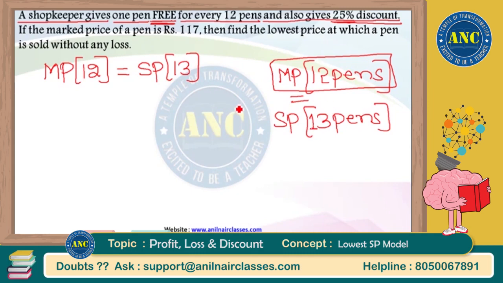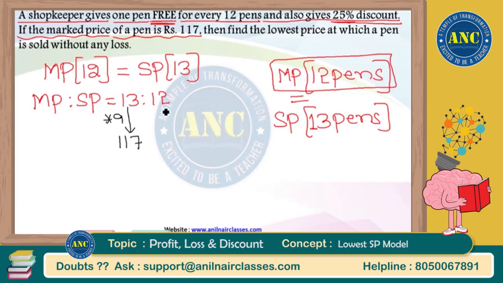Market price of 12 articles is equal to selling price of 13 articles. Can I write that MP is to SP is 13:12, right? Now, if you read the next statement, if the market price of a pen is 117, it is given in the question that market price is not 13, it is given as 117. 13 × 9 is 117. 12 × 9 is 108. That means selling price is nothing but 108.